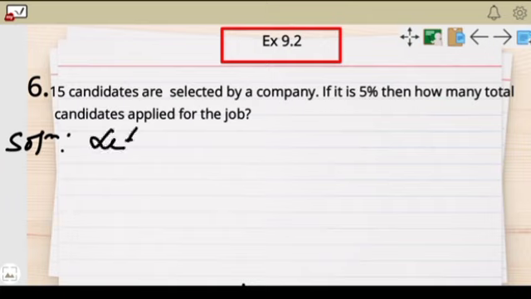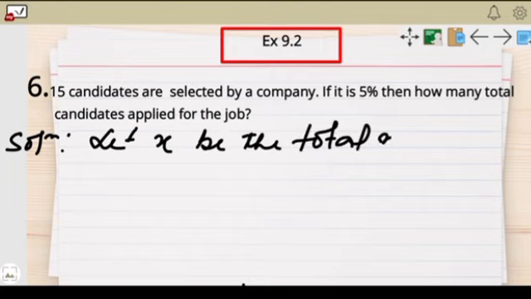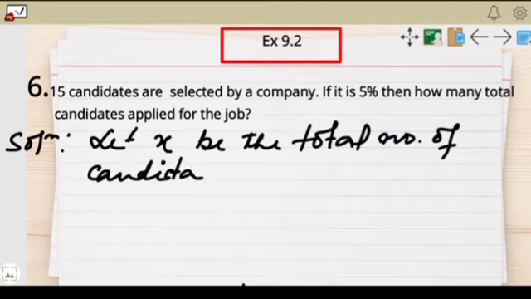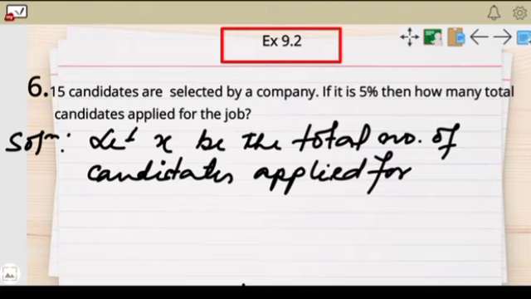Let X be the total number of candidates applied for the job. Okay, so what we know here is 15 candidates is 5%. So by equation, or you can say as per the equation.